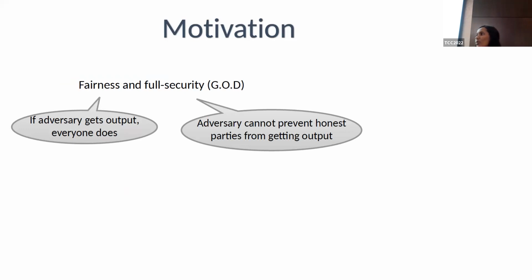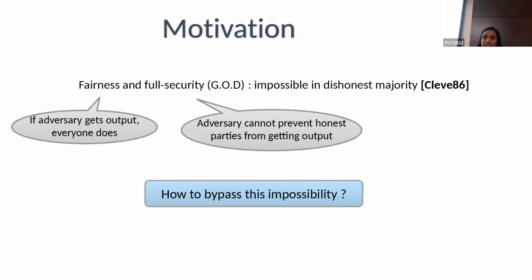So if you're designing protocols, you will try to get these strong guarantees, but unfortunately, there is a classic impossibility result by Cleve, which said that you cannot get these guarantees if you assume that the adversary is corrupting a majority of the parties. So now how do you bypass this if you still want to get these guarantees? One obvious option is that you assume an honest majority setting. And in fact, in such a setting, you can get these guarantees, and it has been very well explored in the MPC literature.